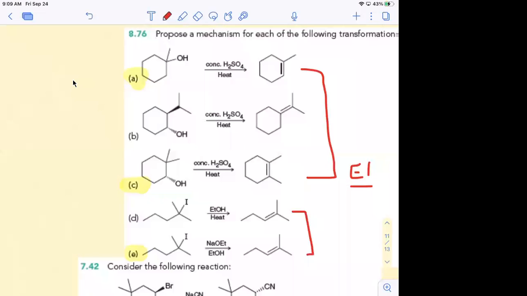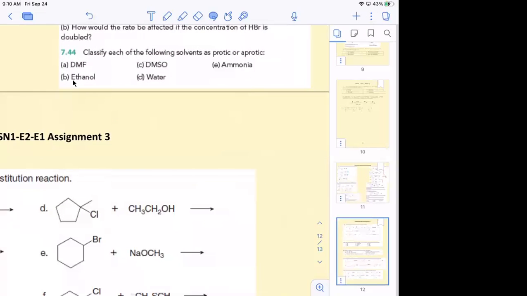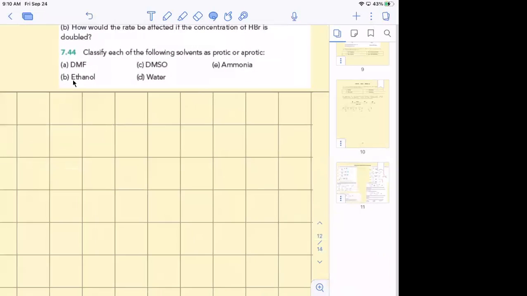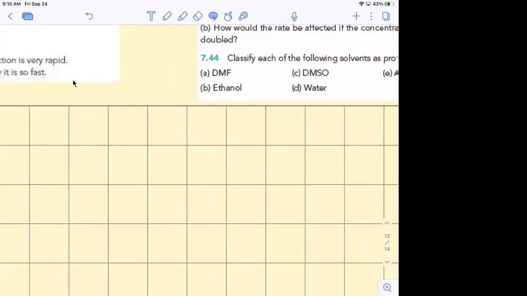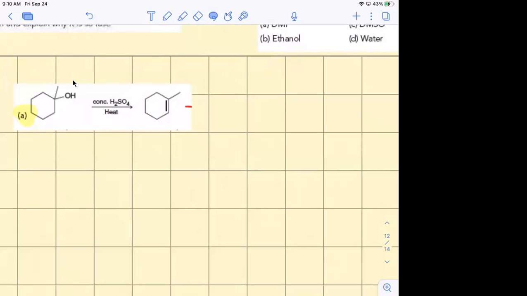We're already working on the assumption that it's an E1. So I'm going to cut it and then move it down so we can work through it. All right, we're going to put it right here. With this being E1, let's start here. I'll go through the mechanism for all of them because two of them are going to have a slightly different outcome than what's expected. So we're going to start here.